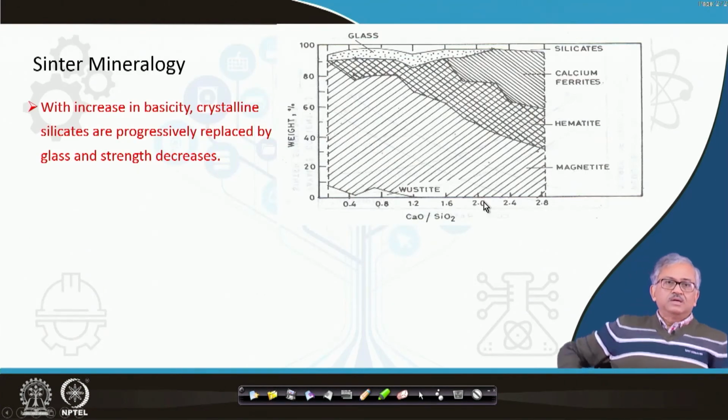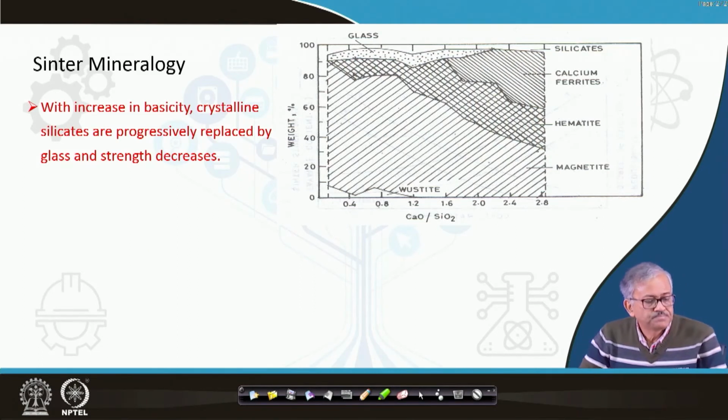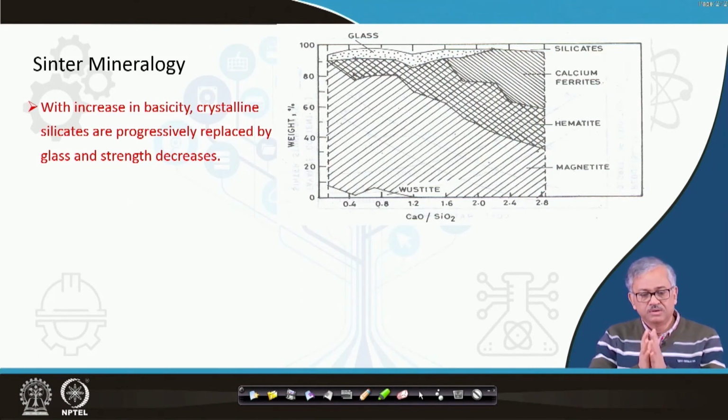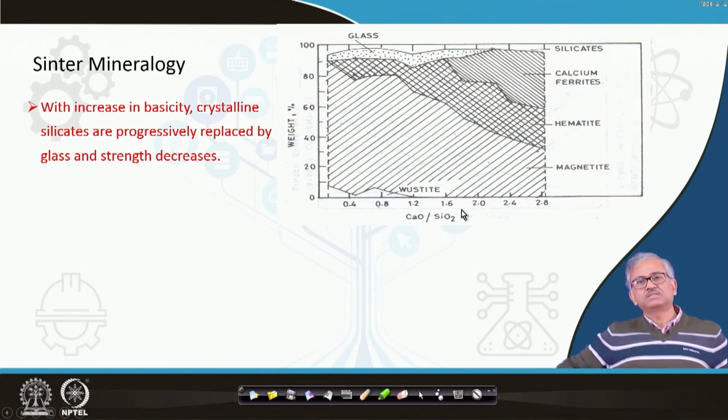Now, another thing is sinter mineralogy, that is very important. We are coming to the mineralogy, that is, what type of bonding takes place and what is the quality of the sinter; you can correlate it with the mineralogy also. Now, with an increase in basicity, what we are plotting is the weight percent against the CaO to SiO2 ratio. Basically, when we make sinter, it is a basic sinter.